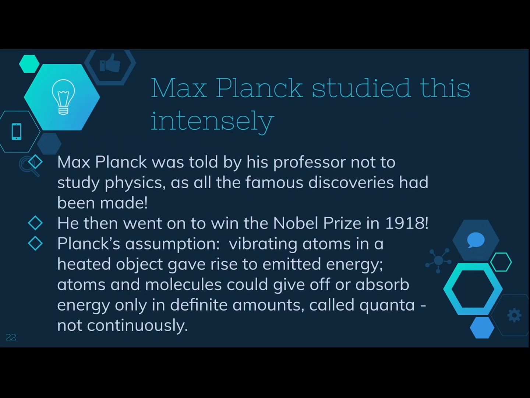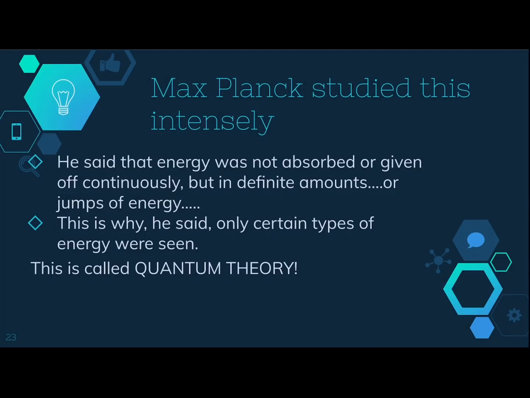He was told by his professor not to study physics because all the famous discoveries have already been made. So he actually went on to win the Nobel Prize in 1918. He assumed vibrating atoms in a heated object gave rise to emitted energy. Atoms and molecules could absorb energy only in definite amounts called quanta, not continuously. He said that energy was not absorbed or given off continuously, but in definite amounts or jumps of energy. This is why only certain types of energies were seen. He called this quantum theory.